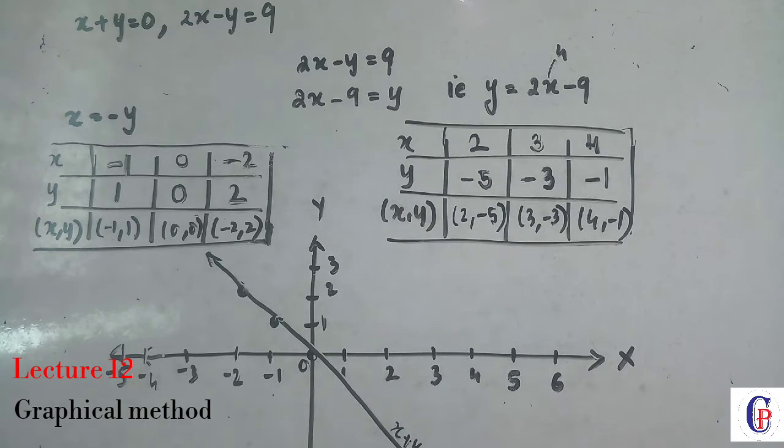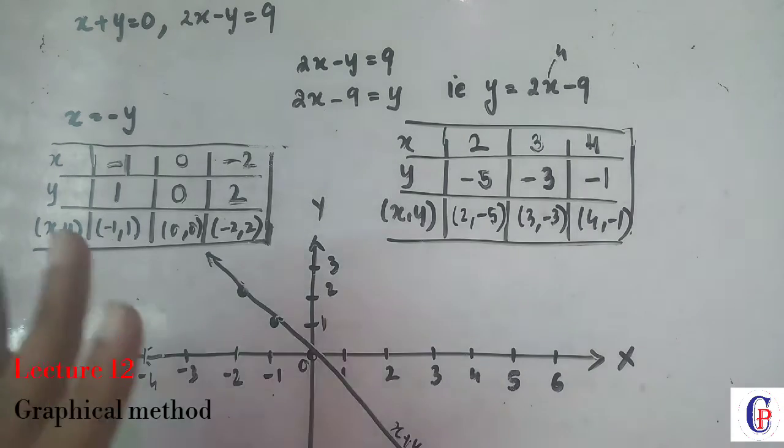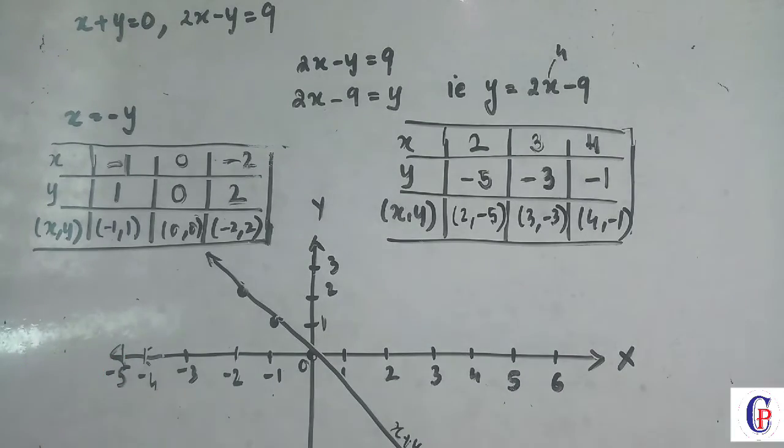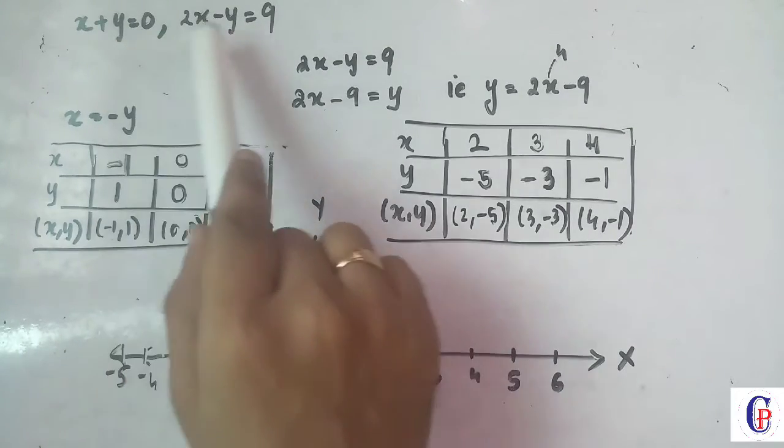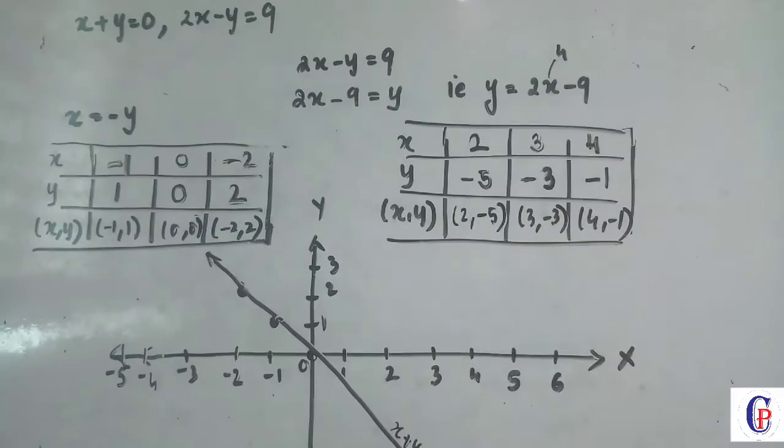In the last lecture, we had discussed the four methods: elimination by equating coefficients, substitution method, ASA, Cramer's rule. Now we will be discussing the graphical method. So already I have made this. In this method, we will directly start with an example. The question is x plus y is equal to 0 and 2x minus y is equal to 9.